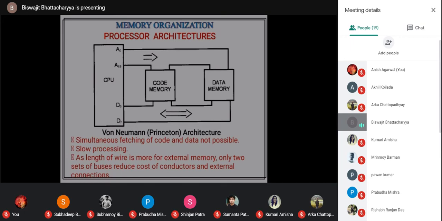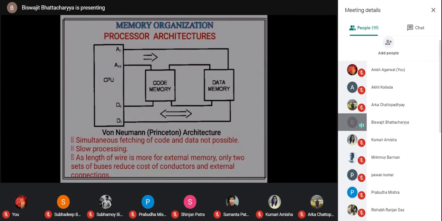Now for this processor there are two types of architectures possible. One is called the Princeton architecture or von Neumann architecture. Here, the address bus and data bus are common for all the external memories. Here the memories are normally external. These memories do not exist inside the IC, memory IC or processor IC. These memories are present outside the processor IC.